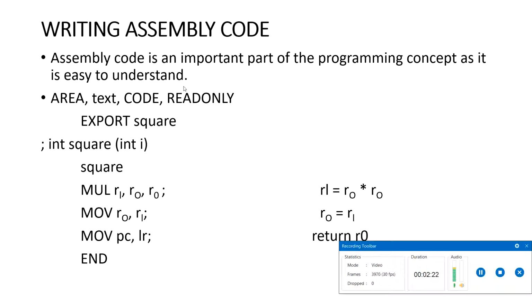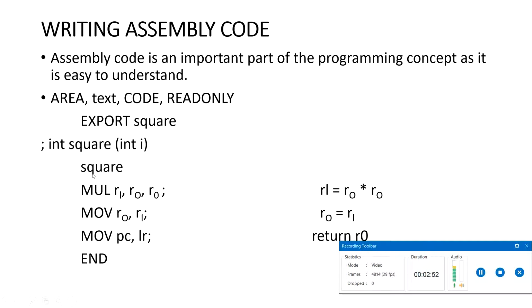In ARM, we have a definite style to write assembly code. That is nothing but AREA. It has to start with AREA, text, CODE, and then READONLY. AREA tells that whatever we are going to write is meant for code, and text is the name of the file or the program that we are writing. CODE tells that it is going to be a program, and READONLY makes the program sit in ROM.